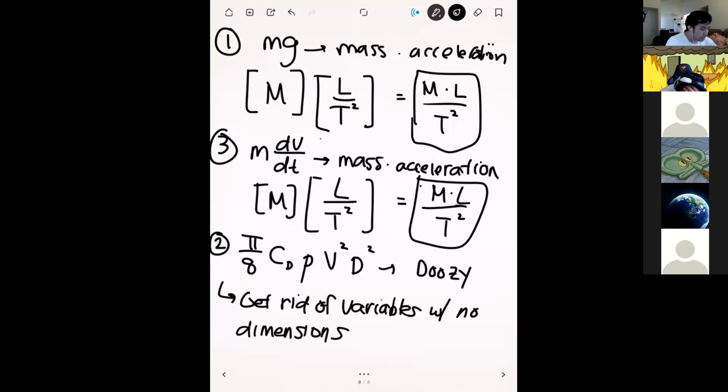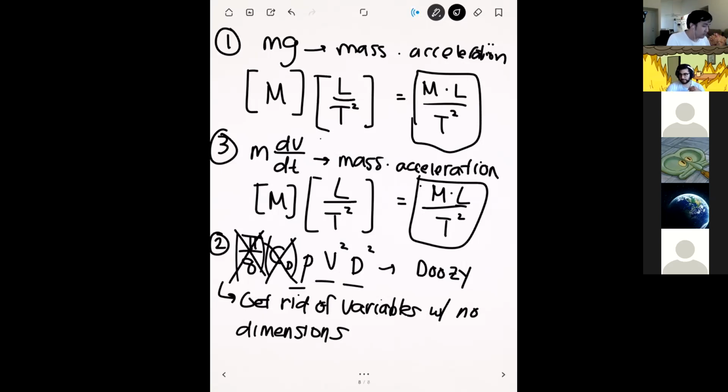Okay. And so we have a couple of variables here that are like that. So first we have pi over 8. Pi over 8 is just a number. Remember, numbers don't have any dimensions, so we can just get rid of that guy. Not permanently, we're just going to pretend it's not there. Okay. And we also have the drag coefficient. Remember, the drag coefficient doesn't have dimensions because it's just a coefficient. So let's go ahead and remove that guy. So now we're left with the density times the velocity squared times diameter squared.